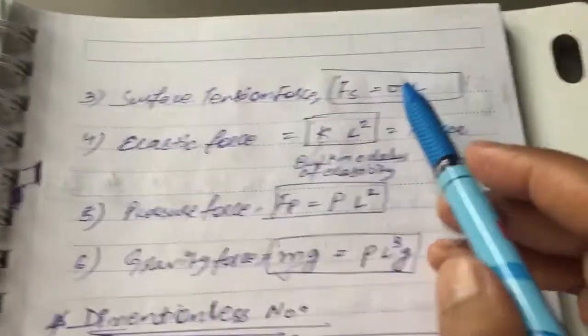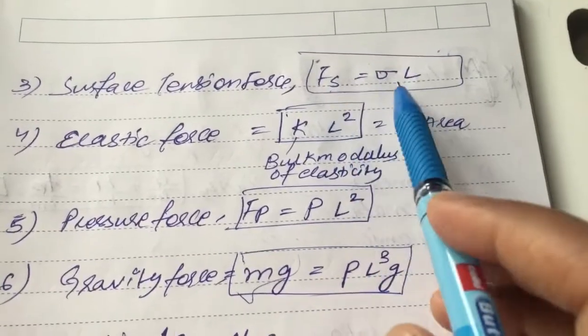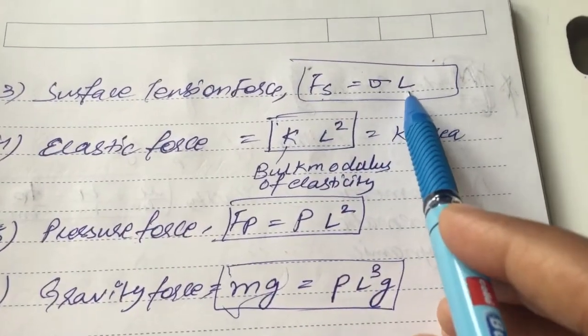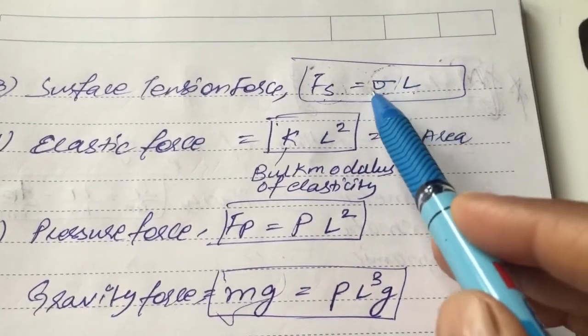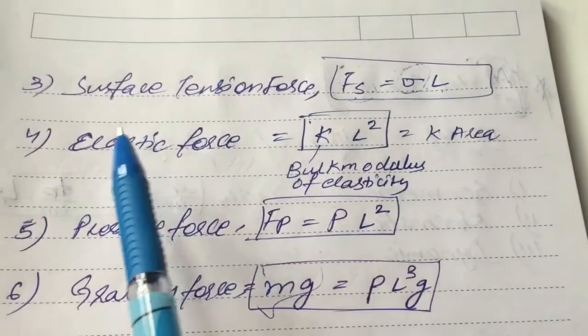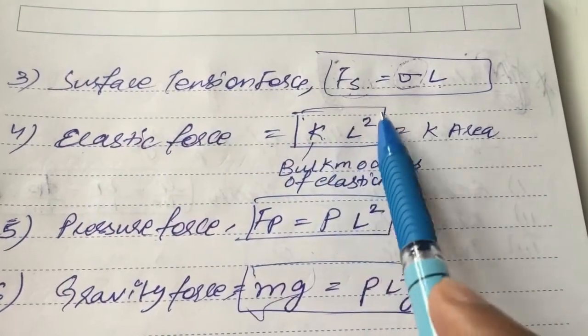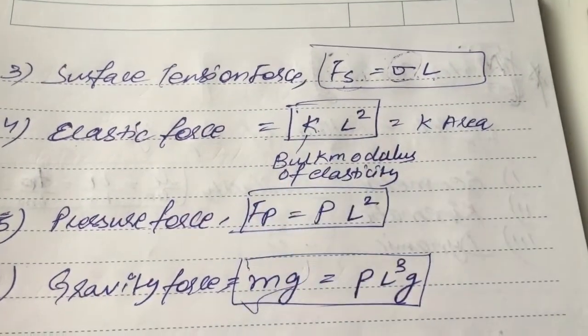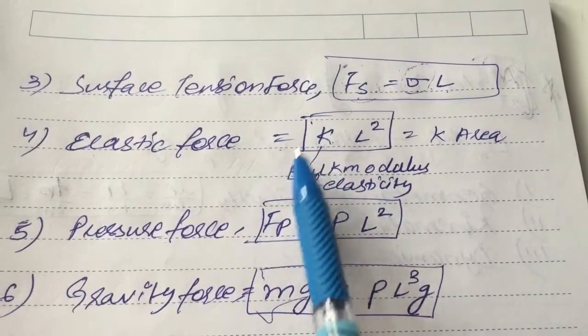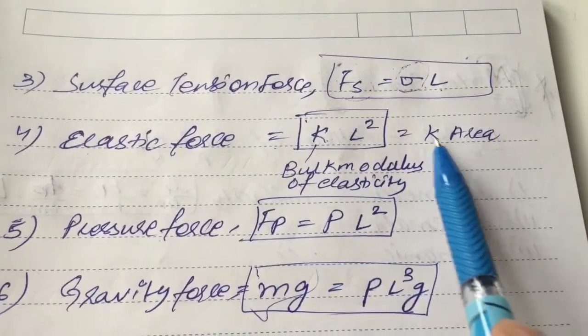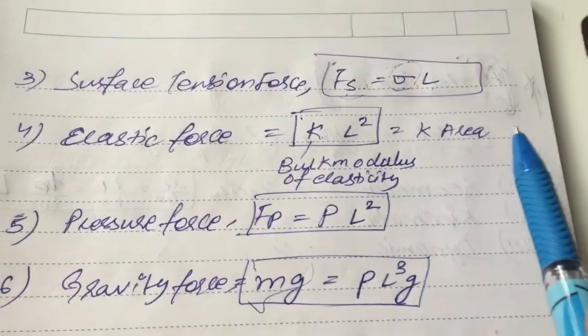Then we have surface tension, Fs, which is equal to sigma into L. This is surface tension force, and surface tension is denoted as sigma. Then we have elastic force, which is equal to K L square. K is the bulk modulus of elasticity, and the elastic force is equal to K into area.